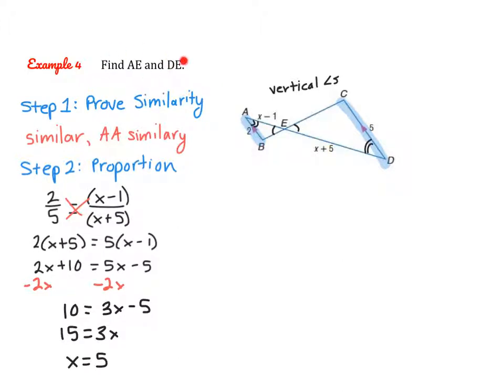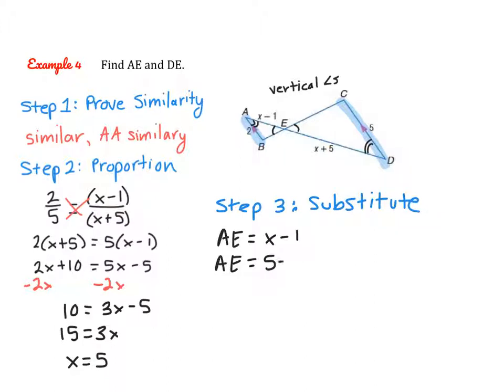But if you look back at what they're asking us to find, they're actually asking us to find the lengths of AE and DE. So we have one more step. Step 3 is going to be to substitute to find those lengths. So we know that AE is x minus 1. We substitute x with 5, so AE is 4. And then we know that DE, it's right here, is x plus 5. Then we substitute x equals 5. So DE equals 10.